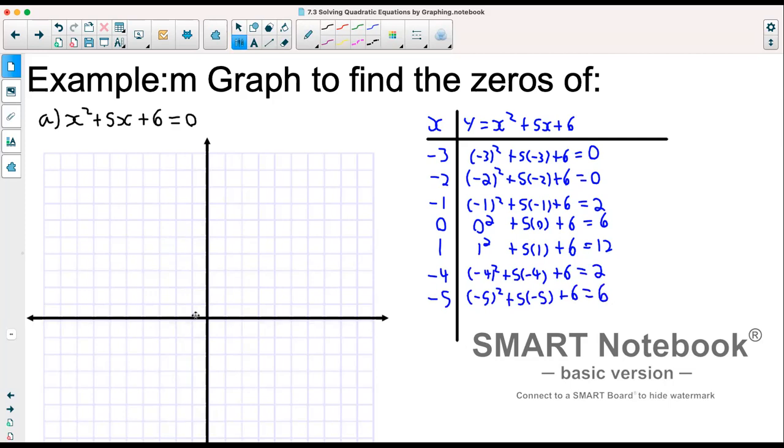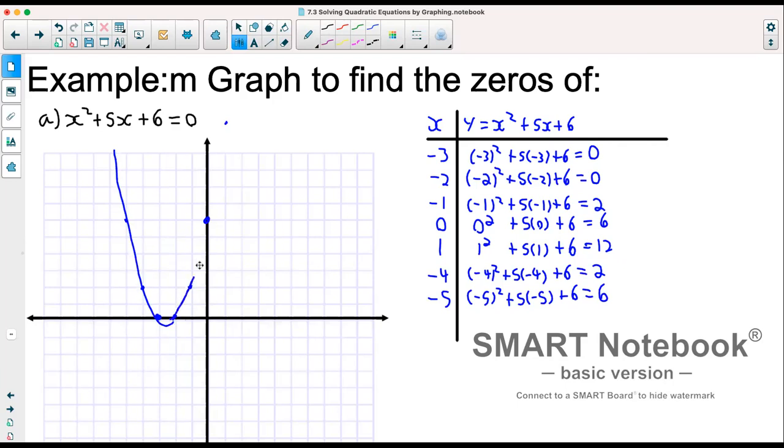So plot these. At -3, we're at 0. At -2, we're at 0. At -1, we're at 2. At 0, we're at 6. At 1, we're at 12, so we're off our grid. At -4, we're at 2. At -5, we're at 6. So our graph looks something like this.